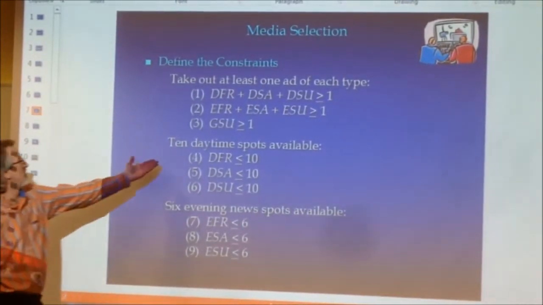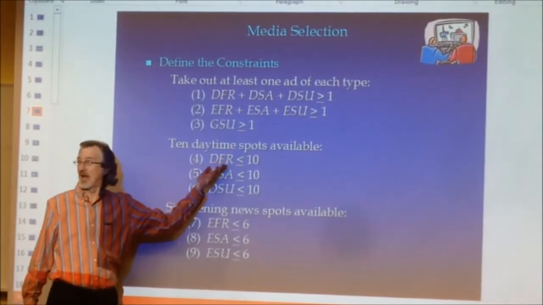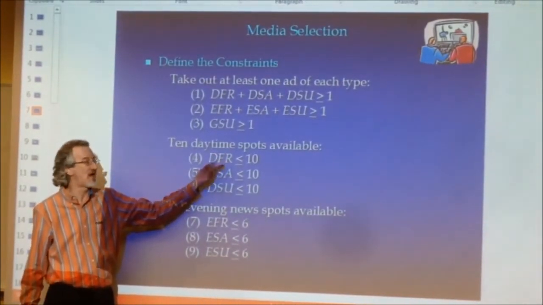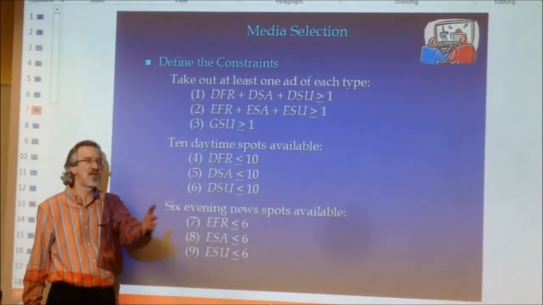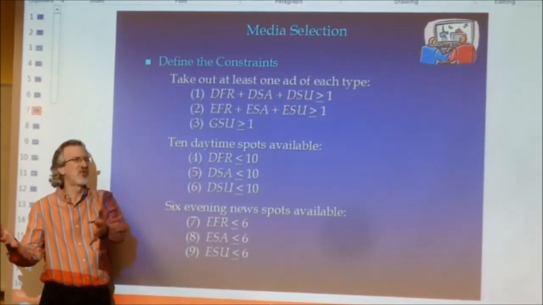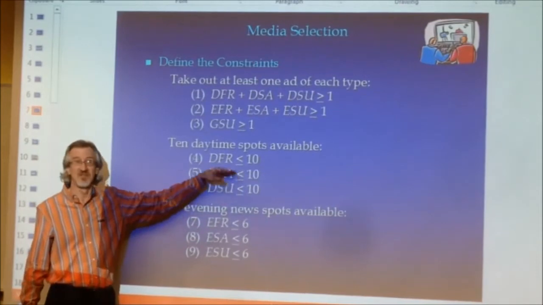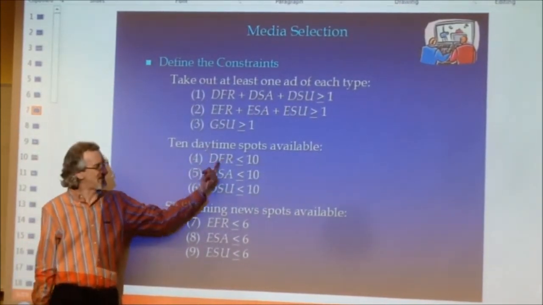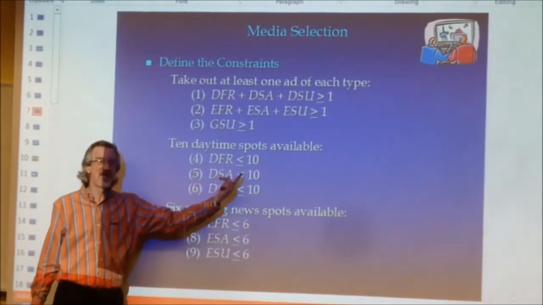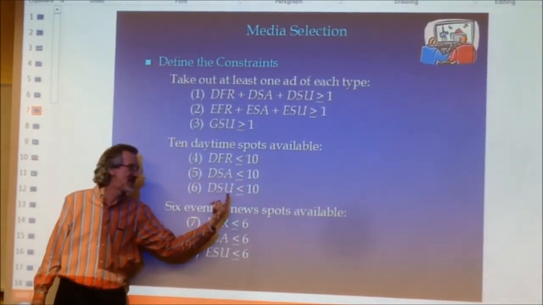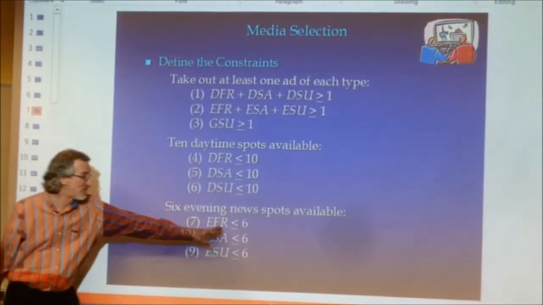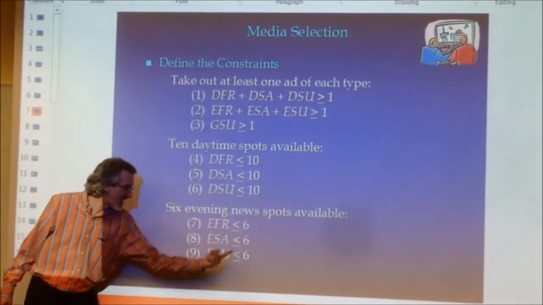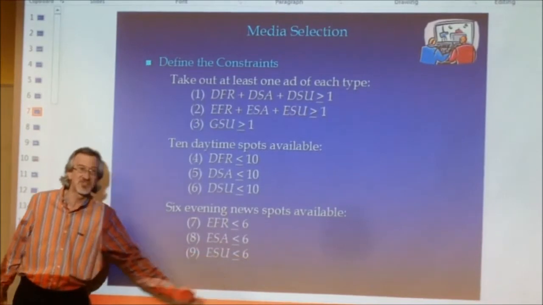Here it is. There's only 10 daytime spots available. At first you read this, you're going, okay, daytime Friday plus Saturday plus Sunday, less than or equal to 10, or less than or equal to 30 or something. You have to do them individually. You can't put them together because it's 10 each day. Daytime Friday less than or equal to 10. Daytime Saturday less than or equal to 10. You can't combine these. Daytime Sunday less than or equal to 10. Just like when there's only 6 evenings, you can't combine them. Friday evening, Saturday evening, Sunday evening, each less than or equal to 6.